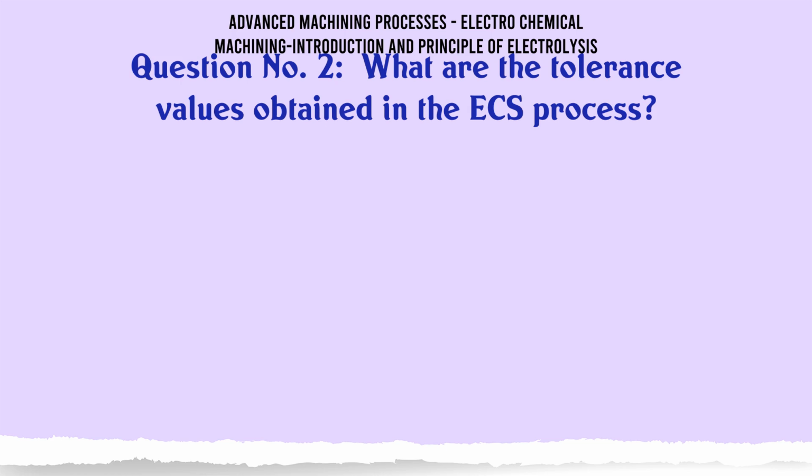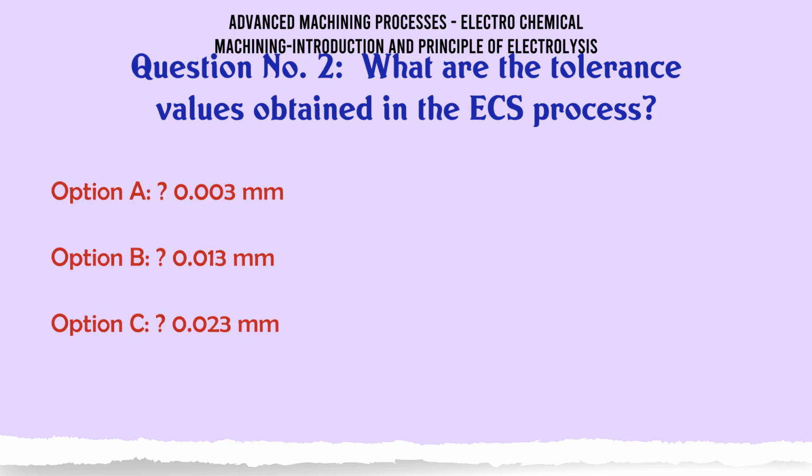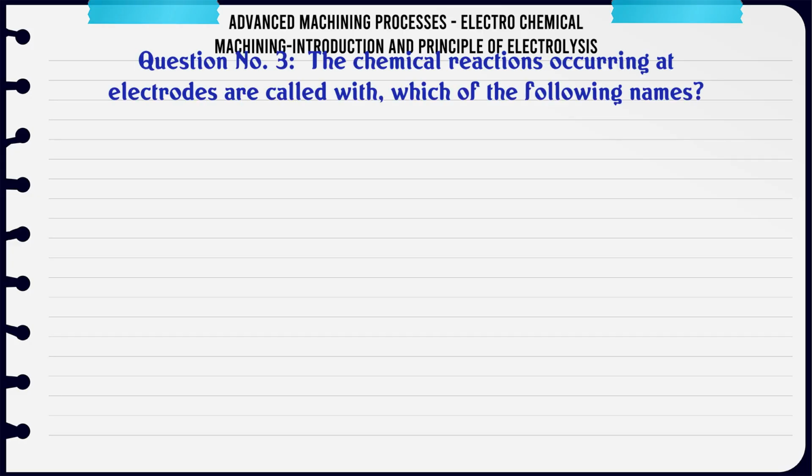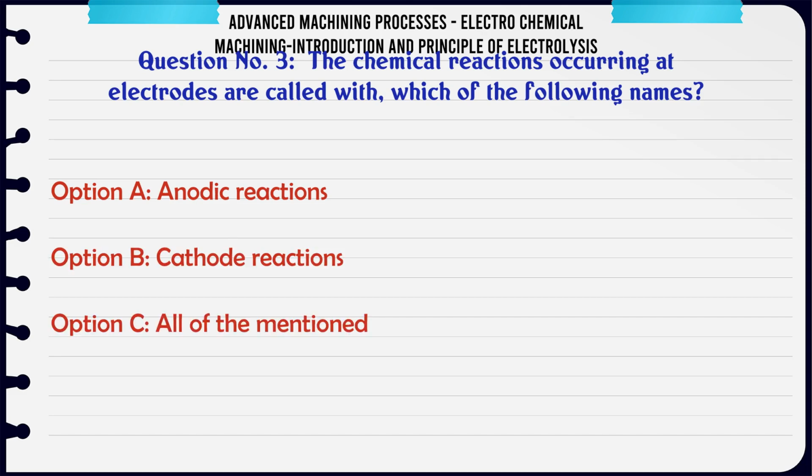What are the tolerance values obtained in the ECS process? A. 0.003 mm, B. 0.013 mm, C. 0.023 mm, D. 0.033 mm. The correct answer is 0.013 mm.